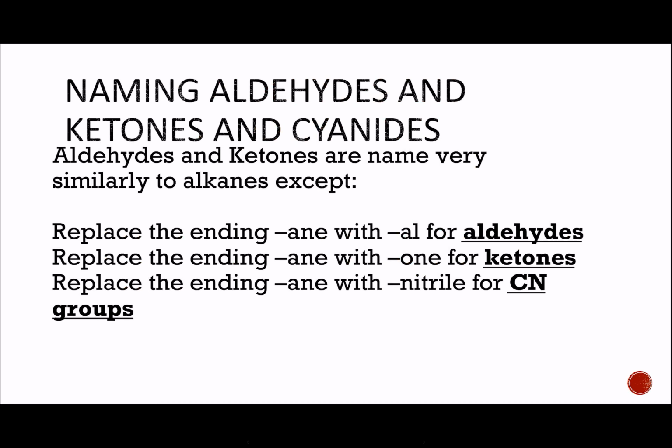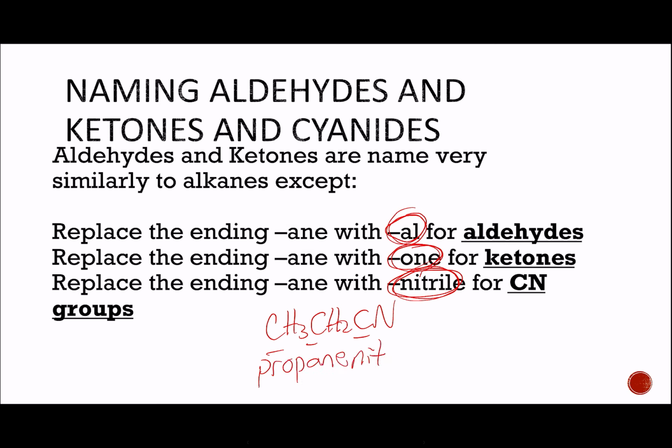Alright, so naming aldehydes and ketones, that is going back to organic part 1. You need to know that aldehydes end with -al, ketones end with -one, and nitriles end with CN groups. So for example, if I have CH3CH2CN, I count the carbon in the nitrile, and I call this propane nitrile.